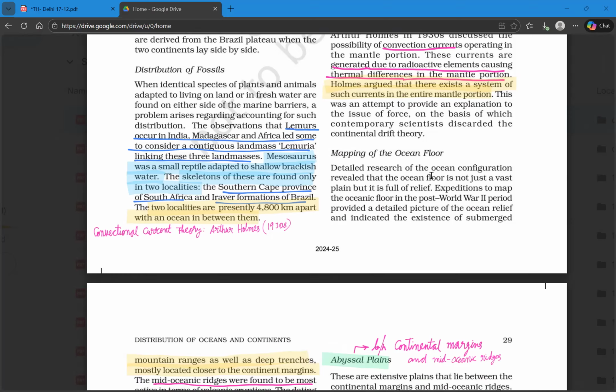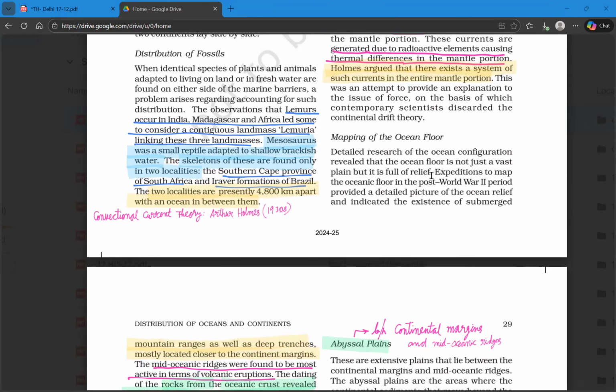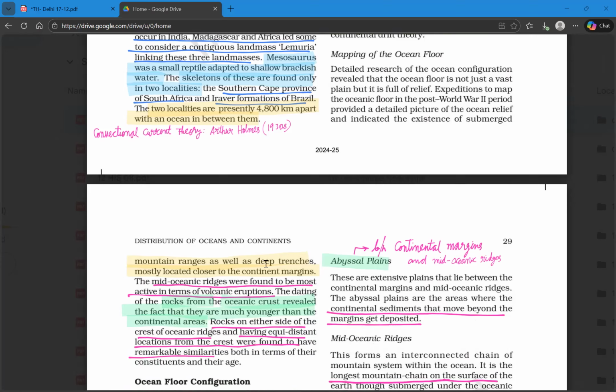Detailed research of the ocean configuration revealed that the ocean floor is not just a vast plain, but it is full of relief. What does it mean that it is full of relief? It means we may find mountains, plateaus or slopes. We'll see what the relief comprises. Expeditions to map the oceanic floor in the post-World War II period provided a detailed picture of the ocean relief and indicated the existence of submerged mountain ranges as well as deep trenches, mostly located closer to the continent margins.